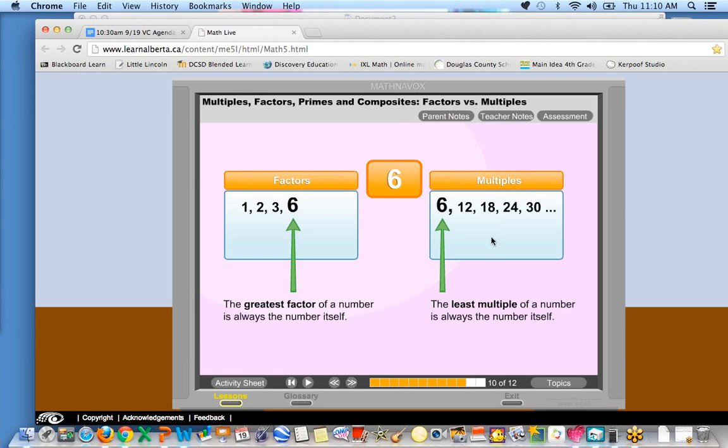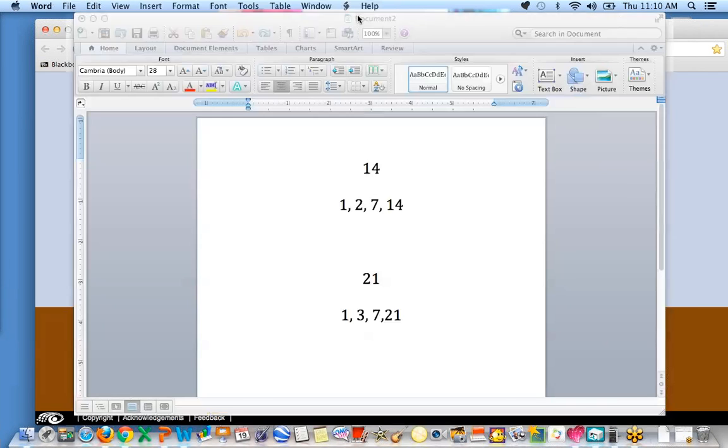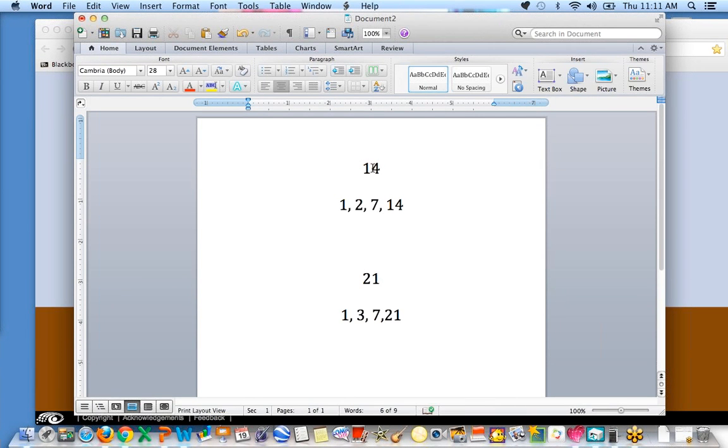I also look at it this way: the word multiples is really close to multiply. So you're multiplying 6 times 1, 6 times 2. And then factors, I think of that factor tree where I can draw the line. I put a 6 at the top, and then I would draw, let me just show you again. Here's my example with 14. 14 at the top, and I would draw a line to the 1 and a line to the 14, and that's my factor tree. And then I would draw a line to 2 and a line to 7. Okay?